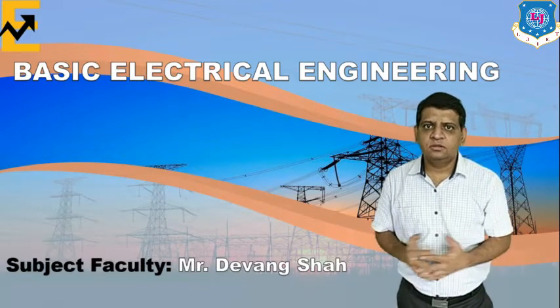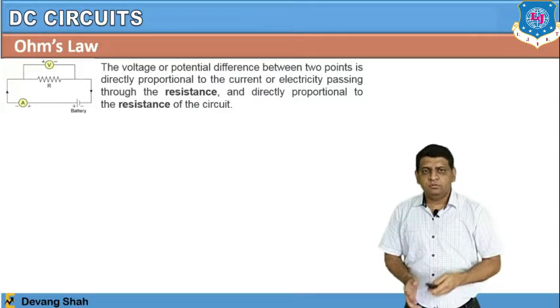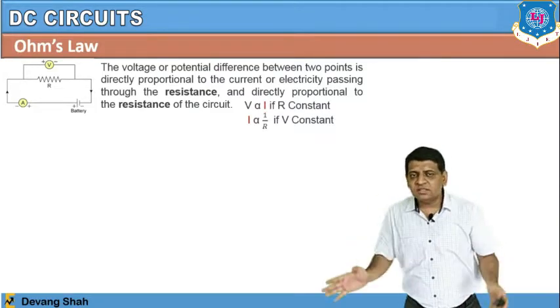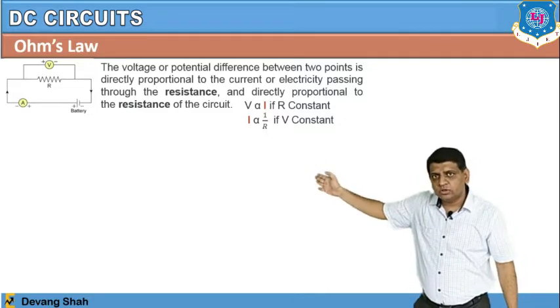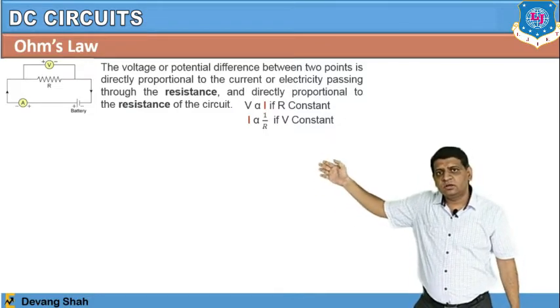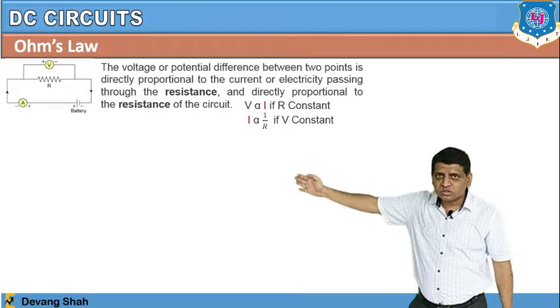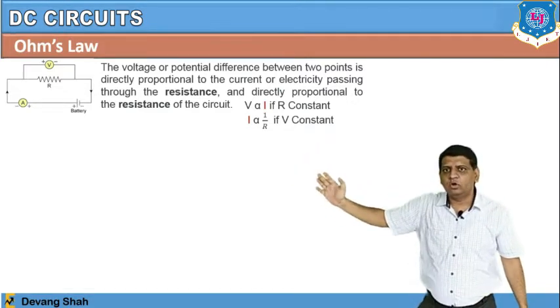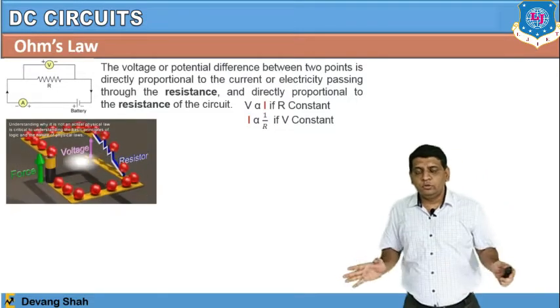So let's discuss the next point. Voltage is proportional to current if the resistance is constant, and current is inversely proportional to resistance if the voltage is constant. So ultimately you figure it out.